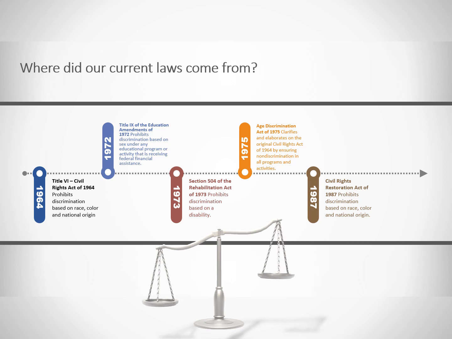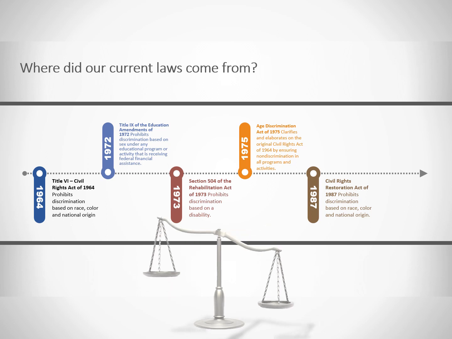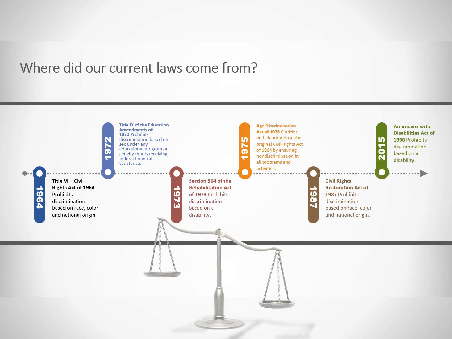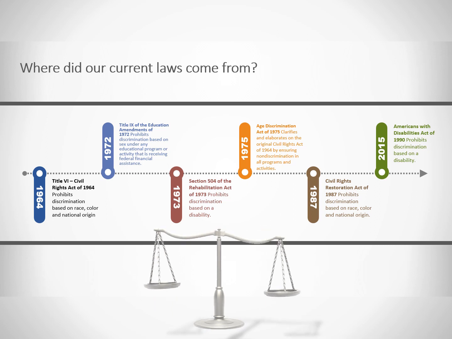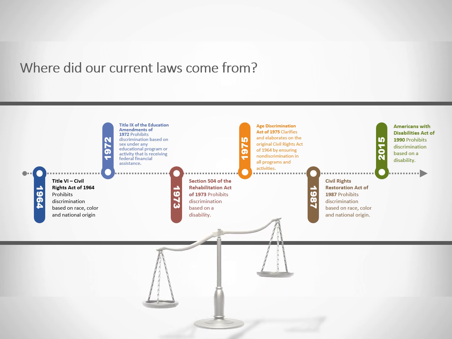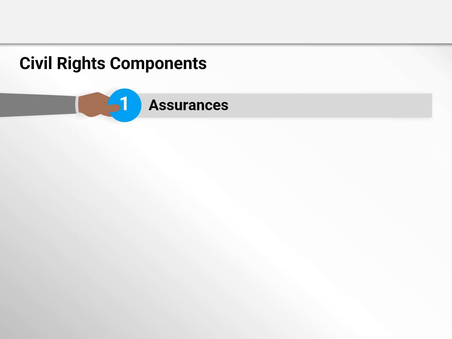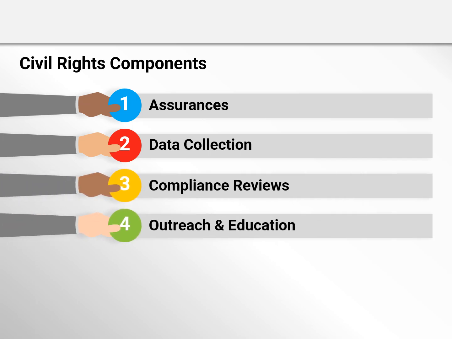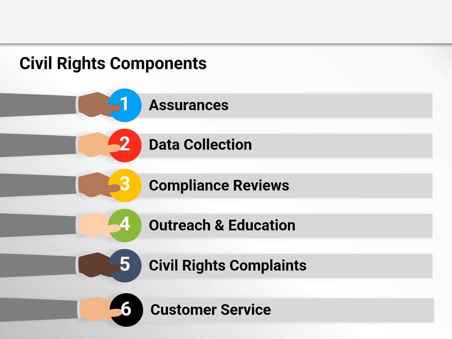In 1987, the Civil Rights Restoration Act of 1987 prohibits discrimination based on race, color, and national origin. And in 2015, the Americans with Disabilities Act of 1990 prohibits discrimination based on a disability. Let's take a look at civil rights components. We will review assurances, data collection, compliance reviews, outreach and education, civil rights complaints, and customer service.